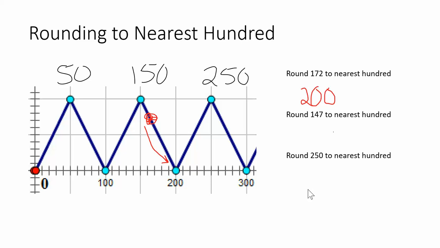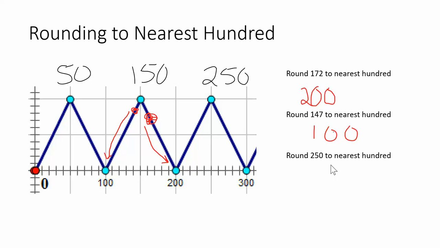Let's try 147. 147 is a little bit smaller than 150. So it would be up here. When it slides to its valley, it's going to slide down to that valley. So to the nearest hundred, 147 rounds to 100.